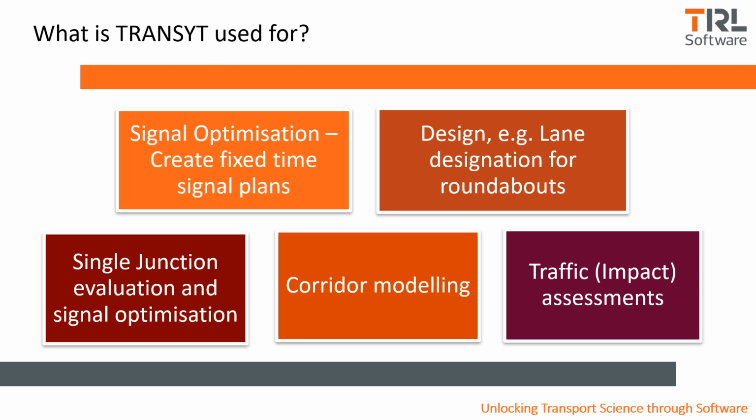It can also model just as well as a modelling of a network. It can model single junction and evaluate and optimize the timings as well. It can be used to model corridors, and we'll talk about that later on as well. Used for the sort of bread and butter traffic impact assessment work that people do day to day whenever someone's building a development or whatever, or changing the road network in some way.